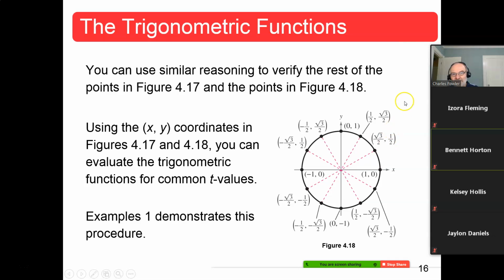You can use similar reasoning to verify the rest of the points. We've already done that in figure 418. This is the one we just did. Using the xy coordinates, you can evaluate the trigonometric functions for what they call the common t values, and I'll go over those in just a minute. But remember, these were all halves and root 3 over 2, except for your coordinate points. Everything else you just figure out with plus or minus. We did it. They didn't.